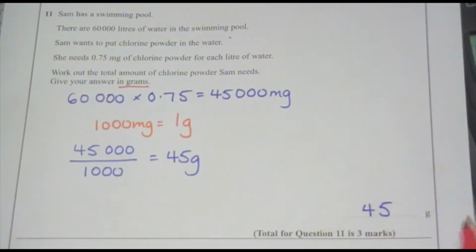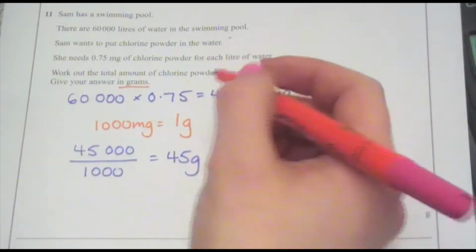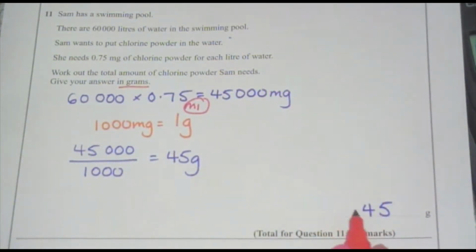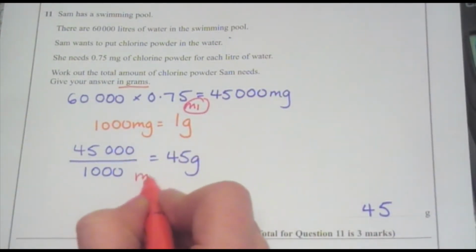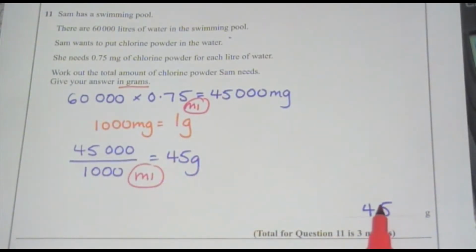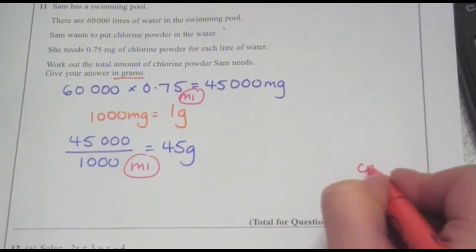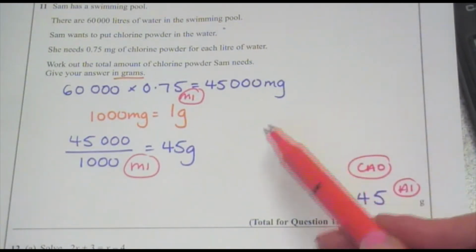For my first mark, then, it would be for multiplying 60,000 by 0.75, so finding how much chlorine powder she needs for the amount of water she has. My second method mark would be for changing my answer in milligrams into grams. And then my final mark is for my answer. Now this is a correct answer only mark, which means if I'd only put 45 in the answer, I would only get 1 mark. I need to have shown my method.